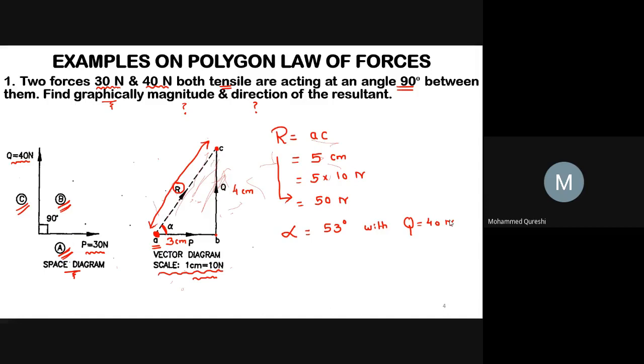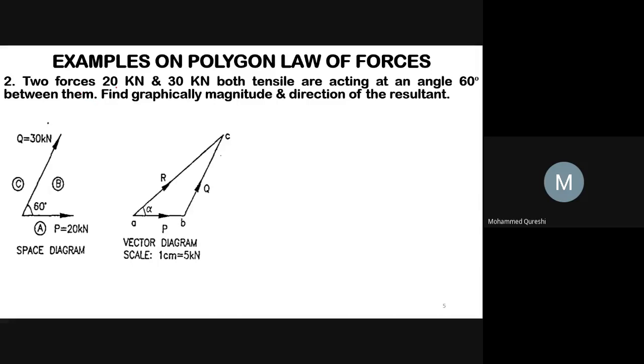Now we will go for second example. Here what is given? Two forces, 20 kilonewton and 30 kilonewton. Both are tensile, means both forces are going away from their point of intersection and are acting at an angle 60 degree between them. Find graphically magnitude and direction of the resultant. So first of all, we will draw the space diagram. And we know that, let us assume that P equals to 20 kilonewton and Q equals to 30 kilonewton as given in data, and the angle between them is 60 degree.